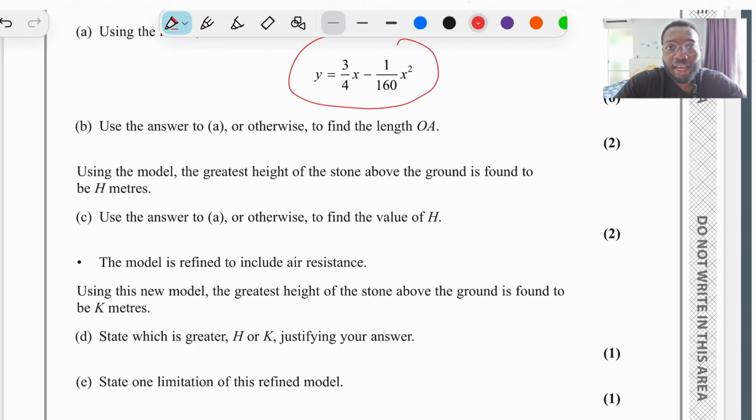Well, one thing we can take is any weather effects, right? Because while we've got air resistance, we don't really take any other weather effects into consideration, okay? So it's a limitation of this newly refined model, okay? Just be careful that you don't just do a limitation of the previous model. It's related to the refined model. So now we've got air resistance. What's the limitation of this air resistance effectively? Well, we don't take any other weather effects into consideration. So that would be a limitation of this refined model.